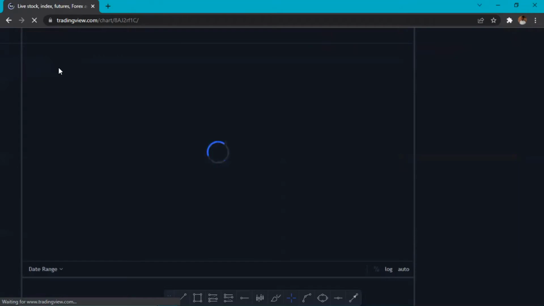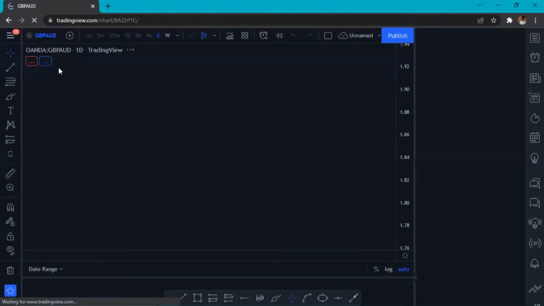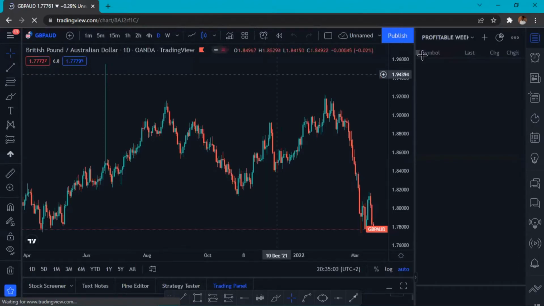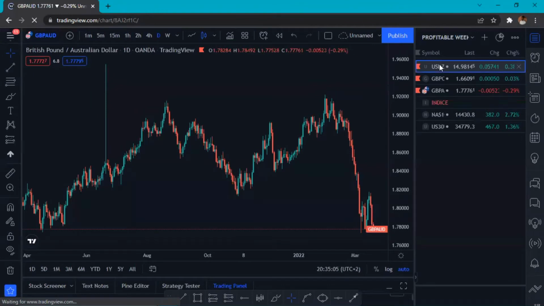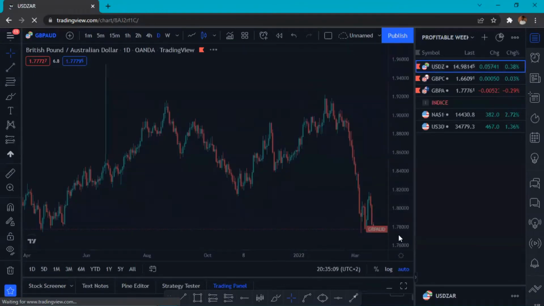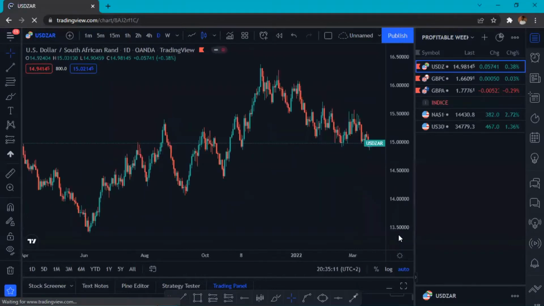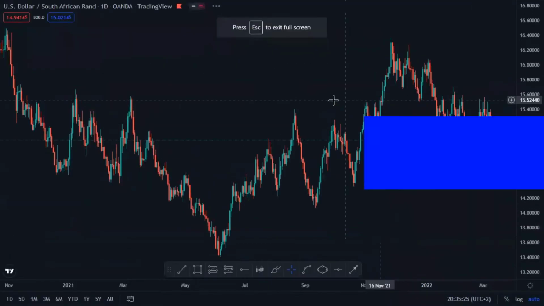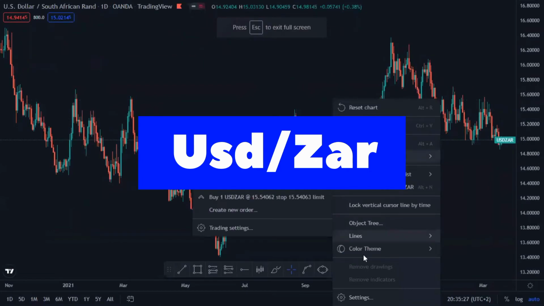So without wasting any more time, guys, let's just start with the first pair. So we have three high probability pairs for you. The first one being USDZAR. So that is the first pair that we're gonna start with, followed by GBPCAD, followed by GBPAUD. So let's start with the first pair, which is USDZAR. So let me just include my watermark so everybody could follow.